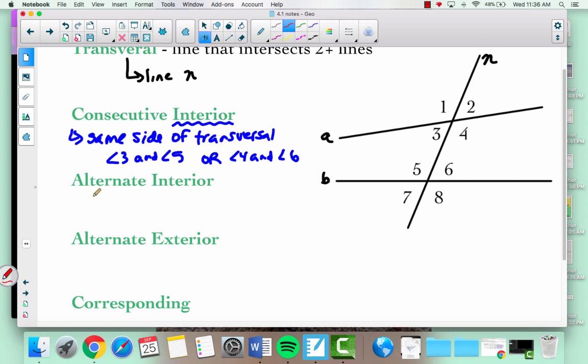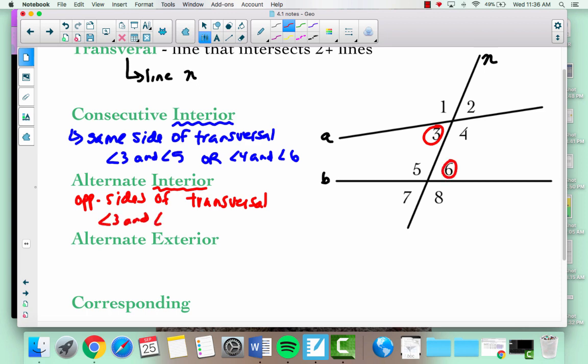Next one is the alternate interior. So here that means it's going to be on opposite sides of the transversal. And they're also going to be interior as well. So examples of this one might be 3 and 6. So you can say angle 3 and angle 6 are alternate interior. And then angle 4 and 5 would also be alternate interior. So notice for most of these you're going to have two pairs of them because we have two sides of our transversal.